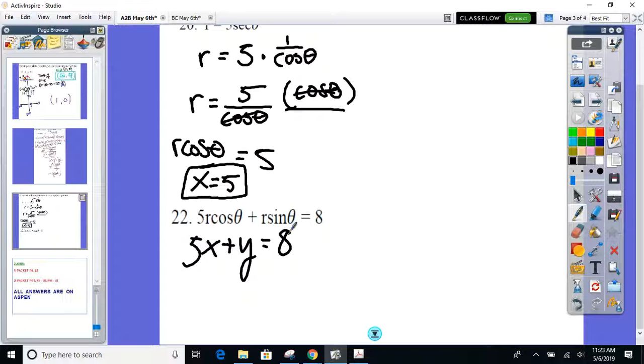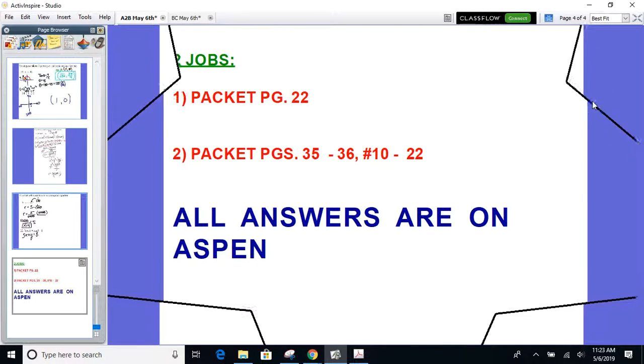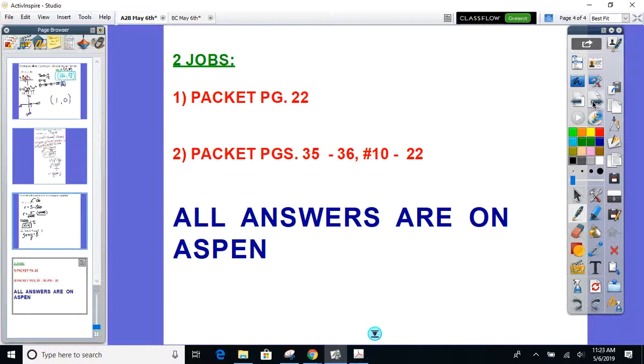Okay, between now and the end of class tomorrow, here's your 2 jobs. Packet page 22, and then packet pages 35 through 36, 10 through 22. And yes, I am checking it for a grade on both of them. All answers are on Aspen. So have your laptop out right now. I prefer do not use your phone, please. I'd appreciate it if you don't use your phone. All right, or get with somebody who has a laptop so you can see the answer key.